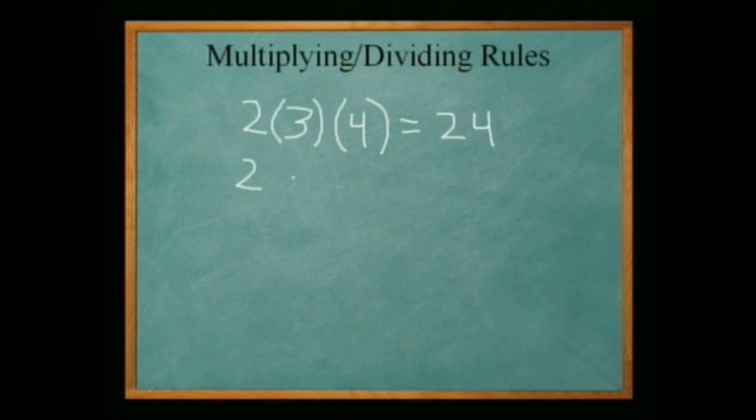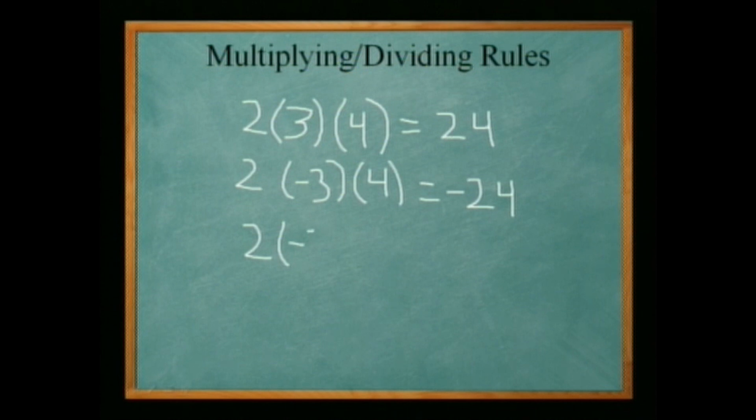Now if I have 2 times negative 3 times 4, we know that 2 times 3 times 4 is 24. And we have one negative. We have an odd number of negatives, so the answer would be negative. Now if we take positive 2 times negative 3 times negative 4, we know it's going to be 24. We have 2 negatives, so an even number, so our answer is going to be positive. So basically, a pair of negatives is going to cancel each other out, so it ends up with a positive answer.